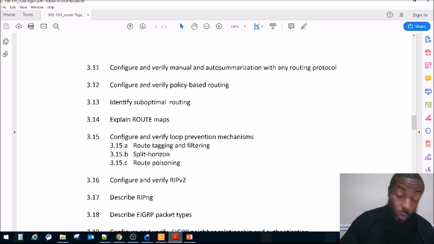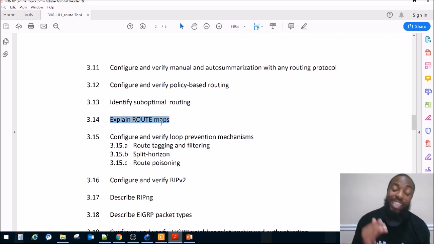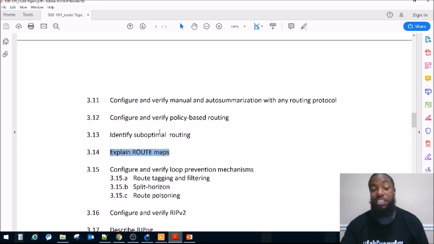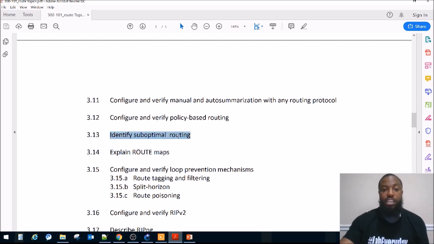If you want to go further into it, we're going to do a little bit of how to resolve this issue. After that, we're going to move on to explaining route maps. Like I said, I did not really like the sequencing of this exam, because route maps should have been covered before policy-based routing, since they're a part of it. It should have been before filtering routes and stuff like that. But whatever, there must be a reason why they did that. Anyways, we are going to identify suboptimal routing.